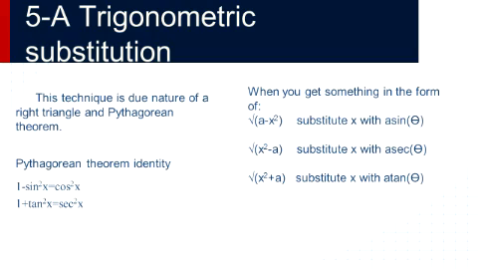Three other useful formulas are that if you have a radical of the form a minus x squared, you should substitute x with a sine theta. If you have the radical form x squared minus a, you should substitute x with a secant theta. If you have a radical in the form x squared plus a, you should substitute x with a tangent theta.